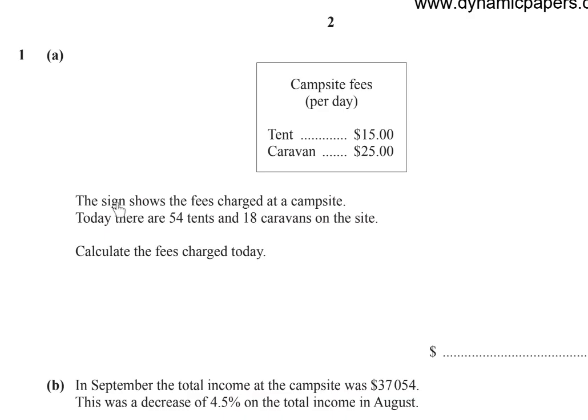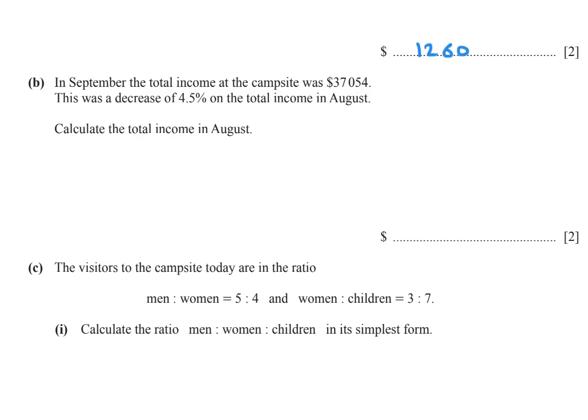1a. The sign shows the fees charged at a campsite. Today there are 54 tents and 18 caravans on the site. Calculate the fees charged for today. To find the fees charged, find the cost of 54 tents and the cost of 18 caravans. So 54 times 15 plus 18 times 25 equals $1,260.